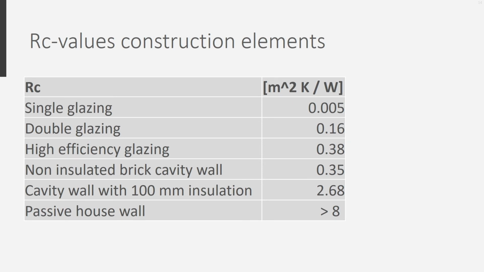In this table, the example with the highest RC value is the passive house. A passive house is a house that is insulated in such a way that you almost don't need an active heating system. The heat that you're producing and your appliances are producing is enough to heat the building to a required temperature. You will see in one of the exercises that this might not always be the optimal solution.